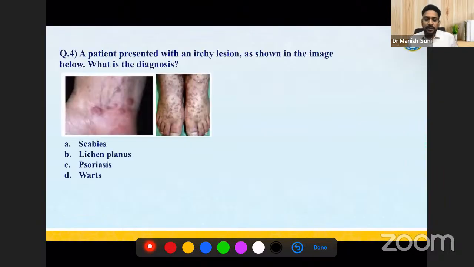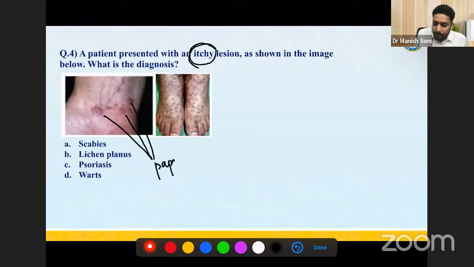Now moving to the next question, that is a patient presented with an itchy lesion. Okay, so there is itching present in the lesions and the lesions are as shown in the image below. Now, if you look at the image, you can see that over the wrist of the patient, there are a few lesions. All these lesions are very small. They are papules. They are not very big lesions like psoriasis. They are very small lesions and they are slightly purplish in color. So they are purple, they are papules, and they are itching, that is pruritic.